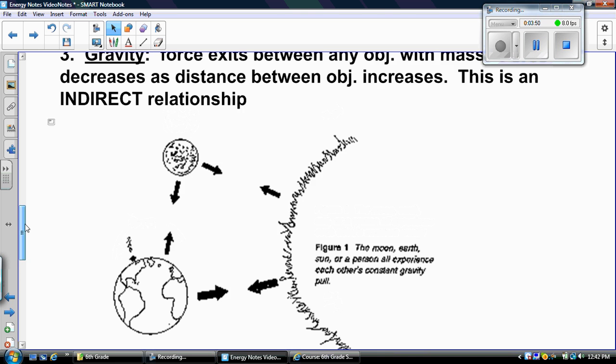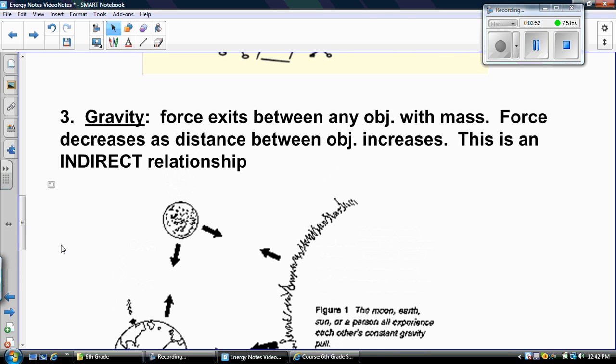This is called an indirect relationship. If one goes up, the other goes down. So as the distance between objects increases, the force goes down. That's called an indirect relationship between two characteristics.